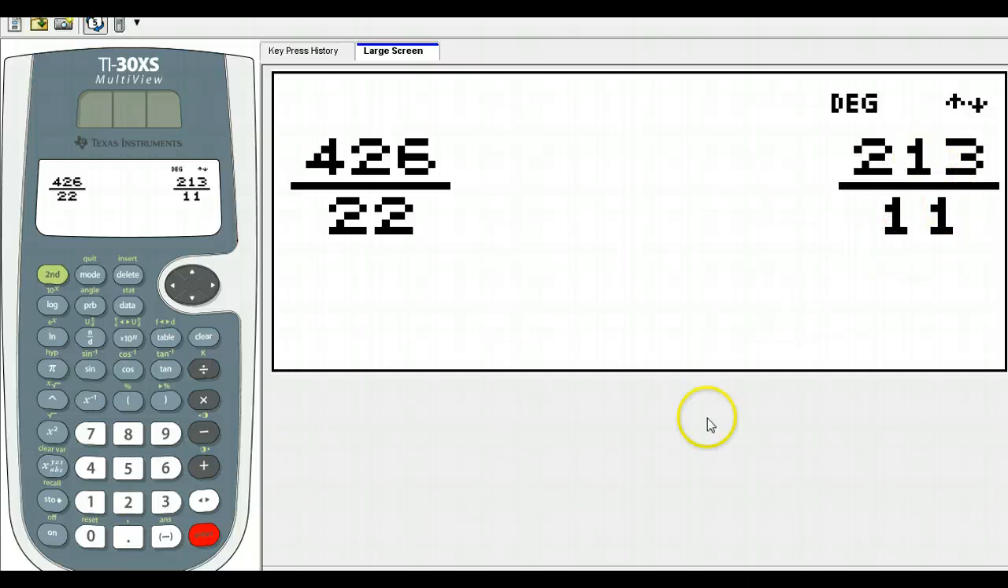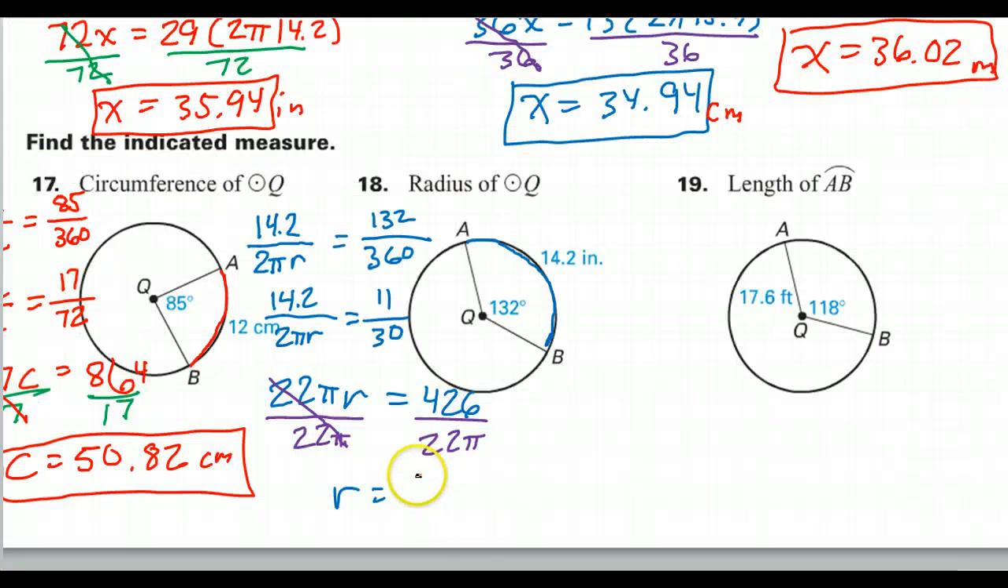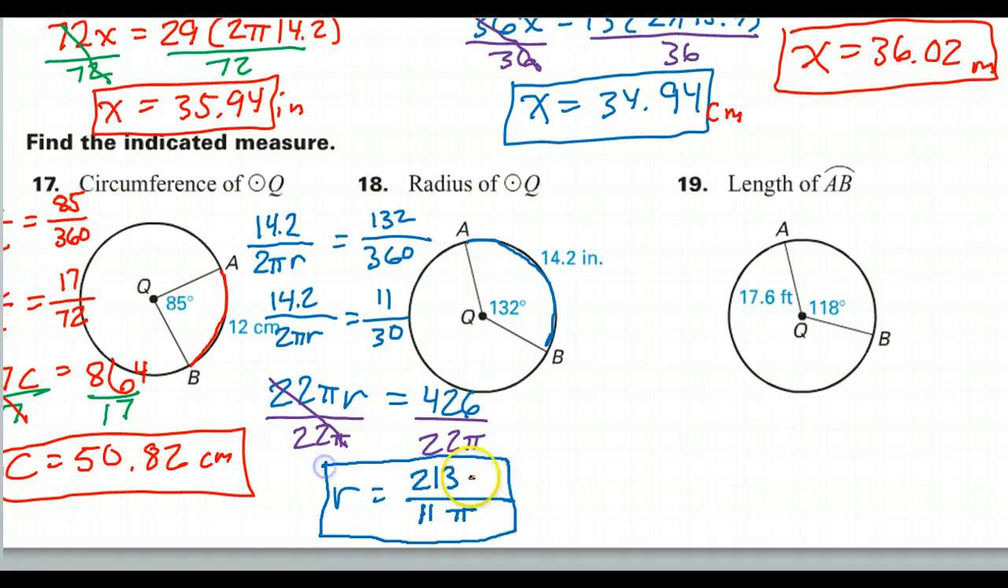All right, that's 213 over 11. So if I wanted an exact answer, this is what it would be. All right, it would be 213 over 11 pi. See how the pi is in the denominator? It has to stay in the denominator. So this would be the radius.